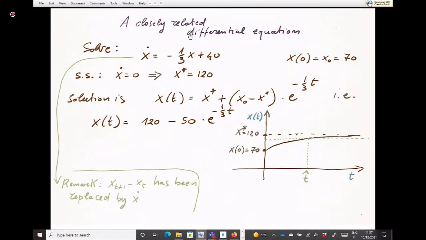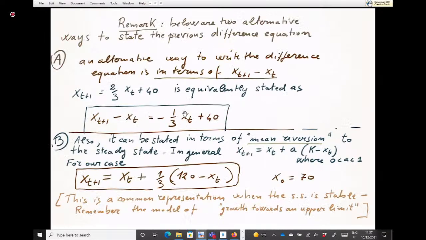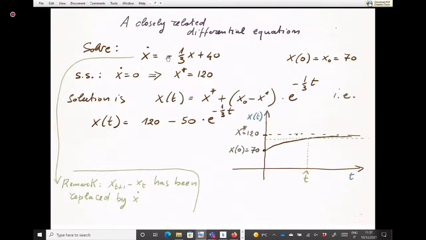Now, if you want to solve a closely related differential equation, so one way to represent the previous difference equation is this one, okay? What is a closely related differential equation? Replace the difference with x dot. So a related differential equation is x dot is equal to minus 1/3 x plus 40. It is related to the previous one because it has the same steady state, which is 120. Okay, x dot equal to 0 means x equal to 120, and it has a similar solution structure.